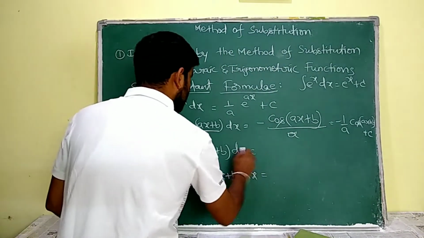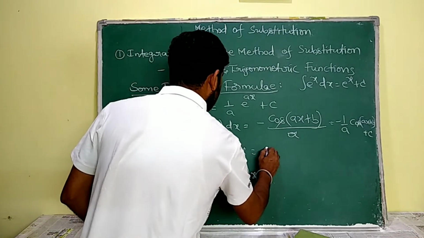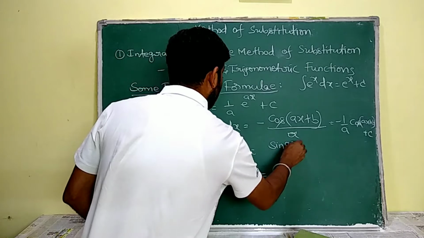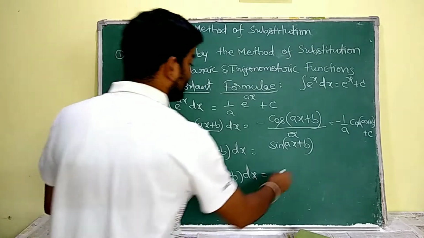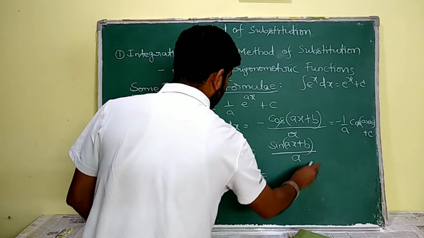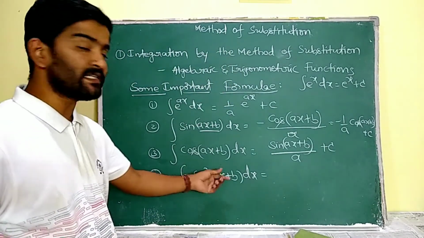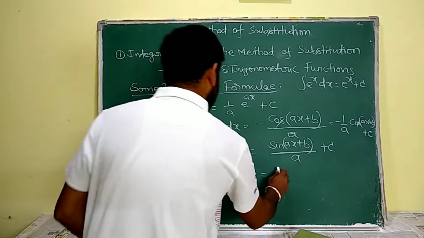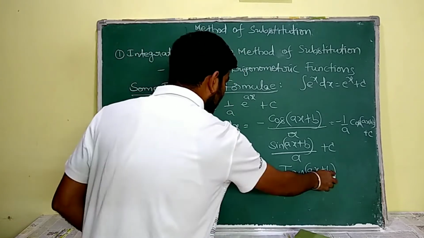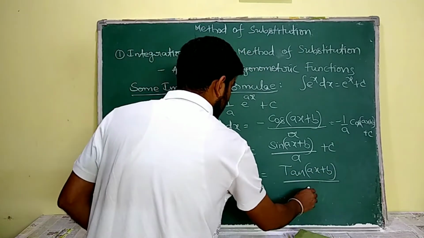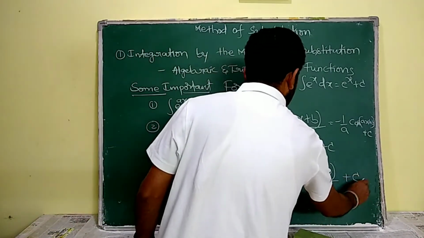Similarly, see integral cos ax plus b dx is in the form of integral cos x. So this can be expressed as sin x. The ax plus b is derivated and the obtained result is placed in the denominator, plus c. Similarly, integral secant square ax plus b dx is in the form of integral secant square x dx. We know integral secant square x dx means tan x. And again we derivate this ax plus b and write the obtained result in the denominator. Understand? In this way we are going to do the substitutions.